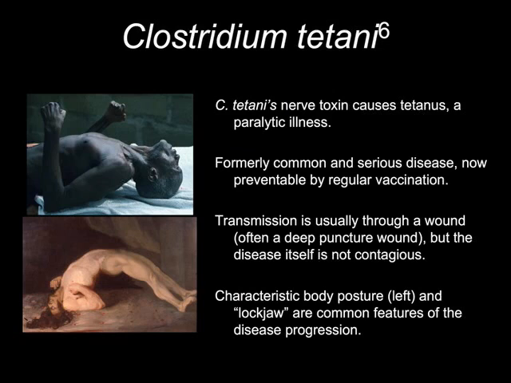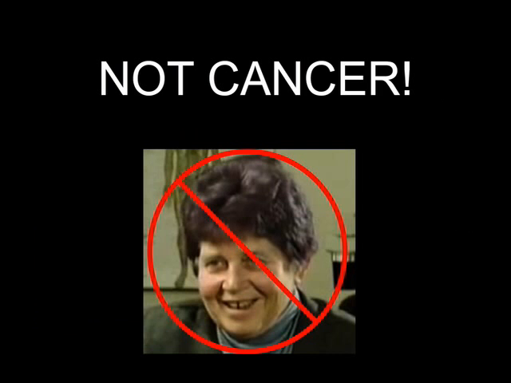Next is Clostridium tetani. C. tetani's nerve toxin causes tetanus, another paralytic illness. It's a formerly common and serious disease. It's now preventable by regular vaccination. Transmission of tetanus is usually through a wound, often a deep puncture wound, but the disease itself is not contagious. The characteristic body posture shown to the left and lockjaw are common features of the disease progression. But once again, it is not cancer.